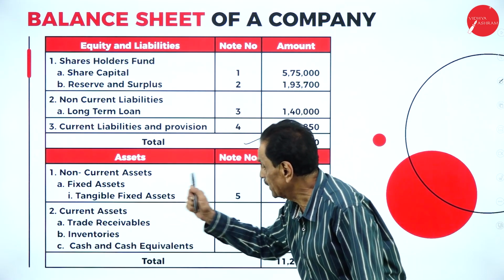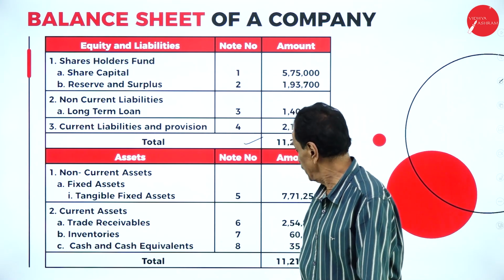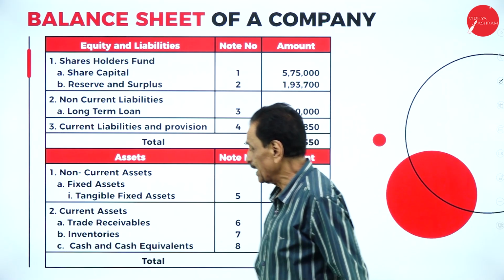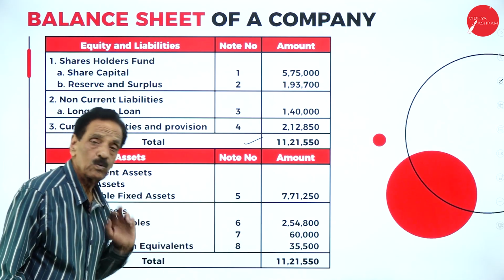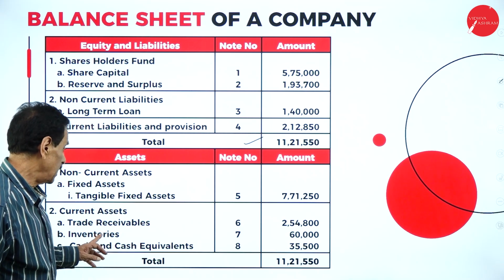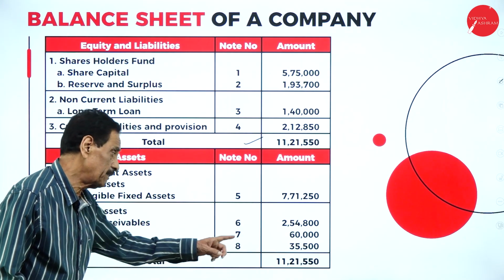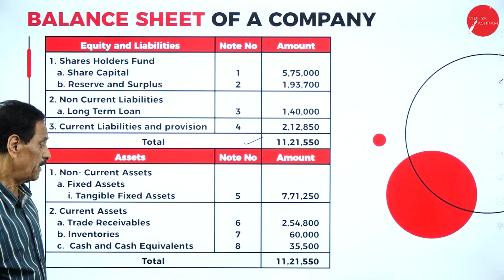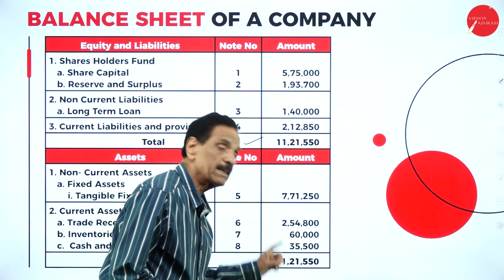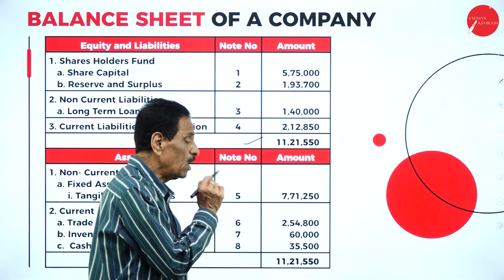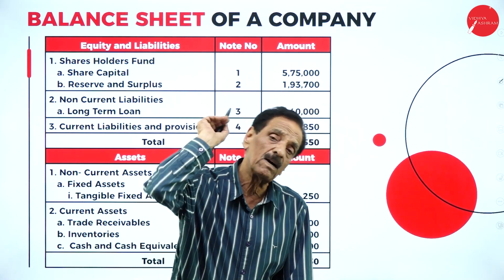Non-current asset: fixed asset, tangible fixed asset, note number 5, 7,71,250. Current asset: trade receivable, BR and debtor, 2,54,800. Inventory, meaning closing stock, is 60,000. Cash available 35,500. Total, it will tally, 11,21,550. So what we have to do here, you have to learn the note number and what items come under each note number.